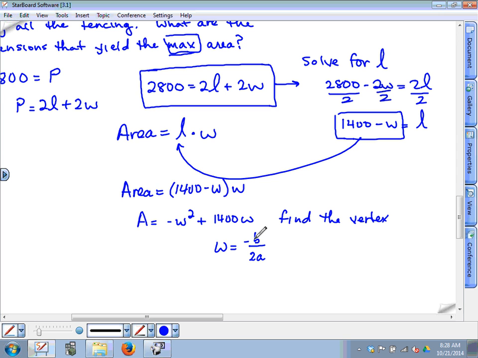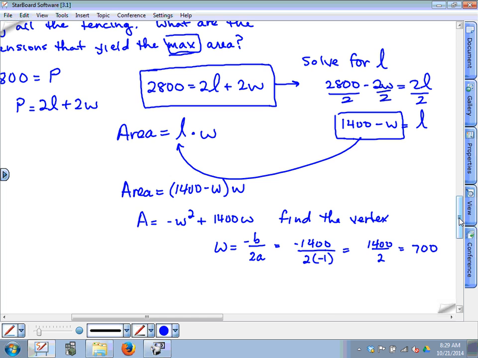The opposite of b. Is there a b value here? Because somebody got confused on the last problem. Is there a b value? Yeah, what is it? 1400. This is b because it has a variable associated. This is a linear term. So that's b. So the opposite of b is negative 1400 divided by 2 times negative 1. So it's 1400 divided by 2, which is 700.